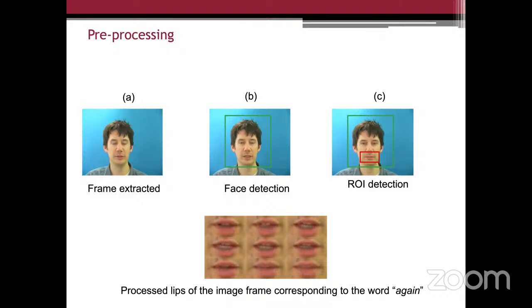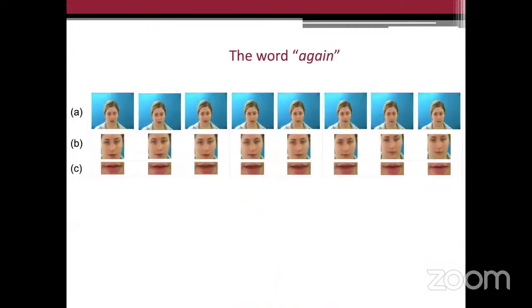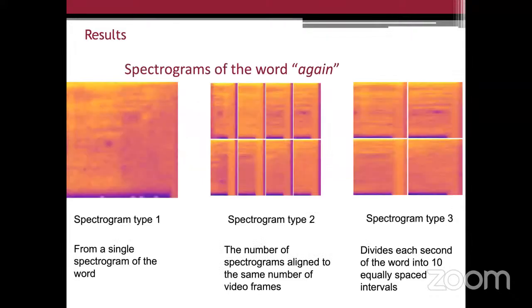So there are many words in English. For example, in line A, we have the speaker, line B is the face detection, and line C is the lips movement. So we now have the database to fit the convolutional neural network. And the other way, we have the audio.